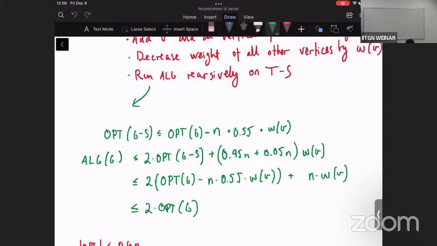And now it's at most 2 opt of G minus S times this, but now I have an inequality for opt of G minus S in terms of opt of G. So opt of G minus S is opt G minus 55% times weight of v. So I plug that in. I'm subtracting 1.1. I'm adding 1. So I'm left with 2 opt. So I'm assuming that what I got back was a 2 approximation from the recursive call. Exactly.